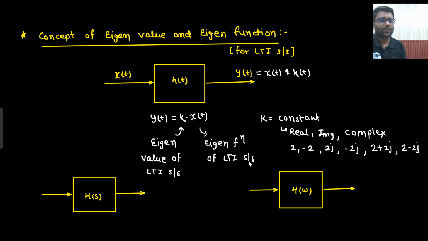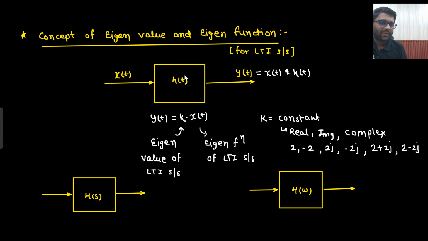So are you able to understand what we are doing? There was a block, and this block had an impulse response of h(t). You applied a particular x(t) and received output y(t). y(t) was the same as x(t) but multiplied with a constant factor. That constant factor could be real, imaginary or complex. If this is the scenario, then that constant value is known as the eigenvalue of the LTI system, and this x(t) is known as the eigenfunction of the LTI system. Is that okay for you? Did you understand the meaning of eigenvalue and eigenfunction? This is very important. You need to understand the meaning.